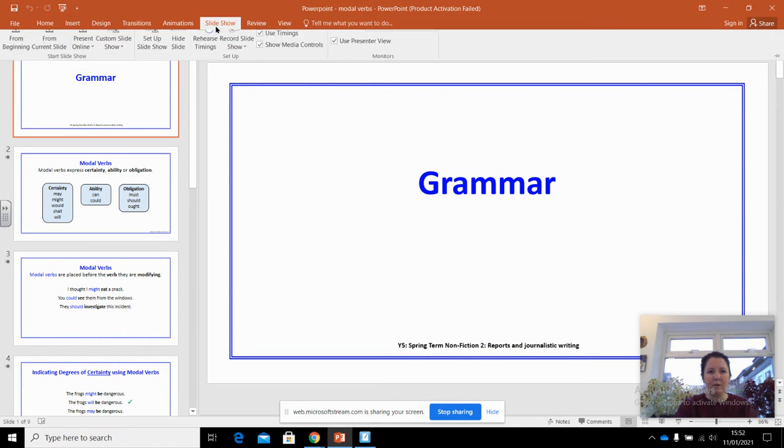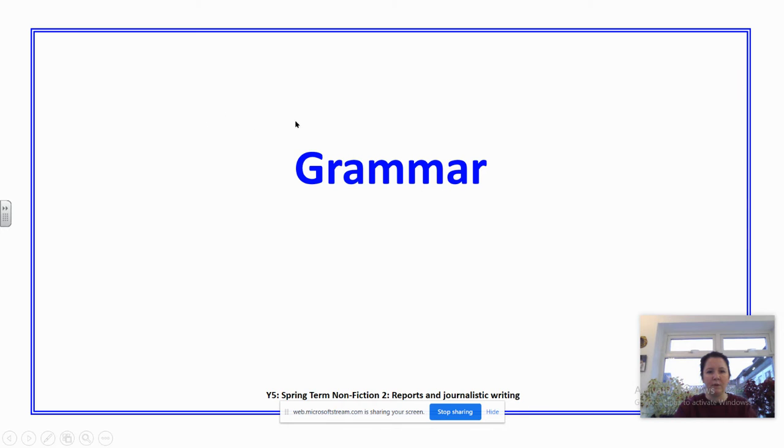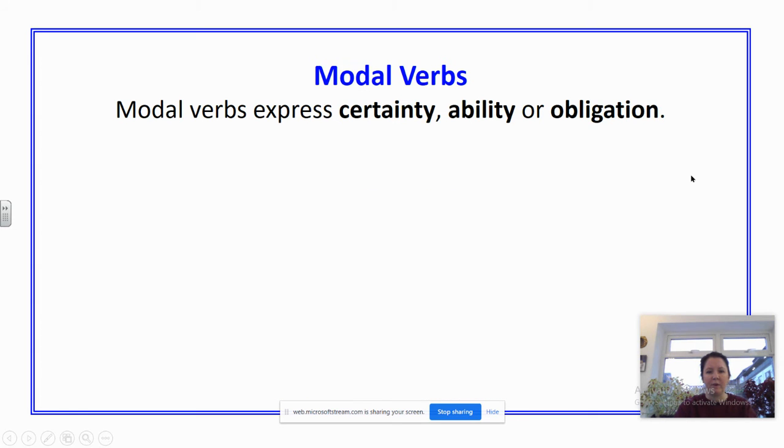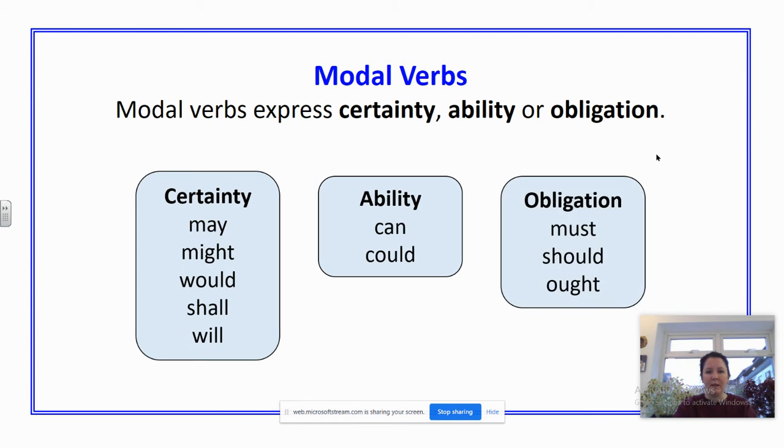Okay, now that you've written your date and what, we're going to go through this grammar presentation so that we understand what modal verbs are. So modal verbs express certainty, ability, or obligation. And you might be thinking, what is Miss talking about? So let's have a look for some examples. So these are modal verbs, and these are words that you use to modify a verb, to change the meaning of a verb or the strength of a verb.